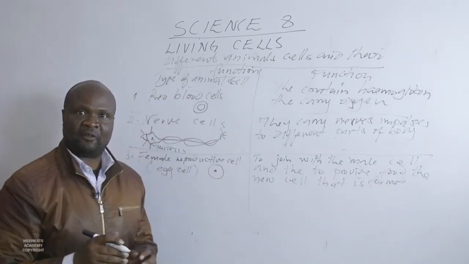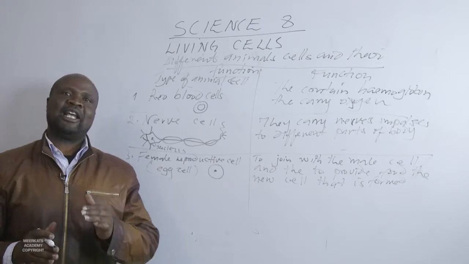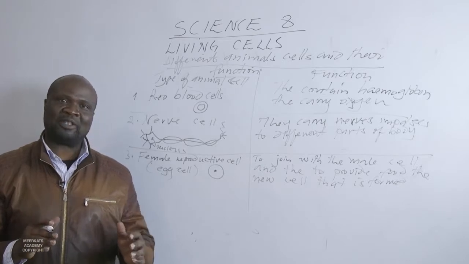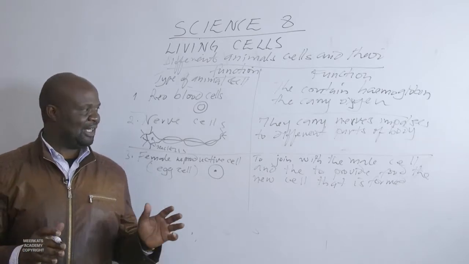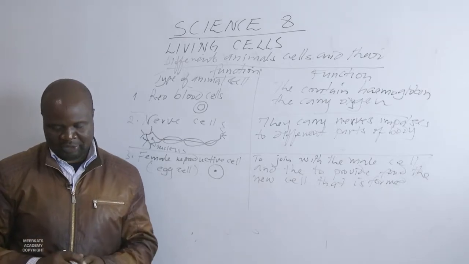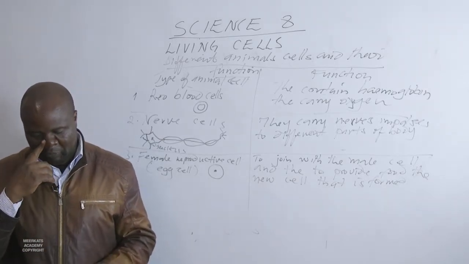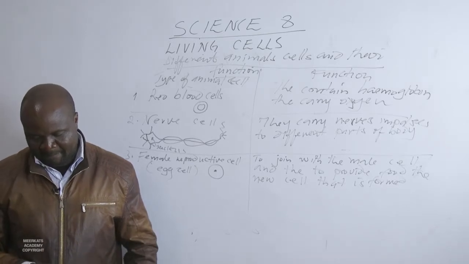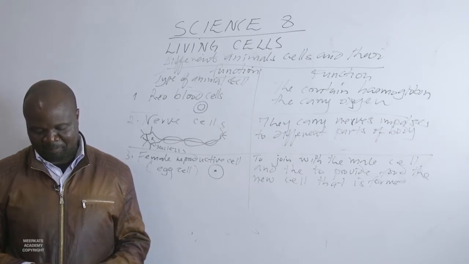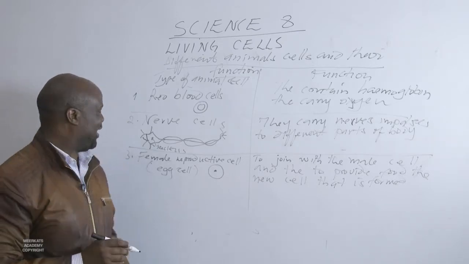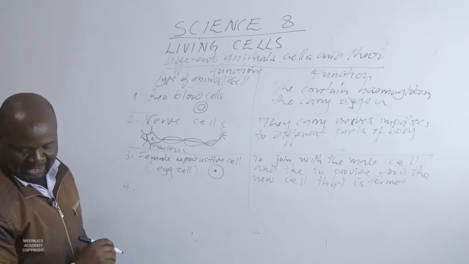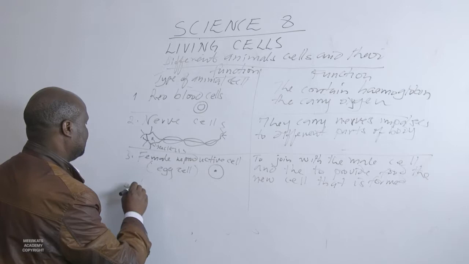So we are saying the major function of a female reproductive cell is to join with a male cell, and then after joining, they form a new cell. Second function is to provide food for the newly formed cell. That is the major function of a female reproductive cell. Maybe we can also have, let us not forget this one, a male reproductive cell.